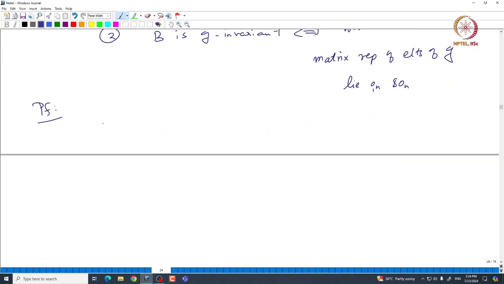Since B is non-zero, there exists v in V such that B(v, v) is non-zero.